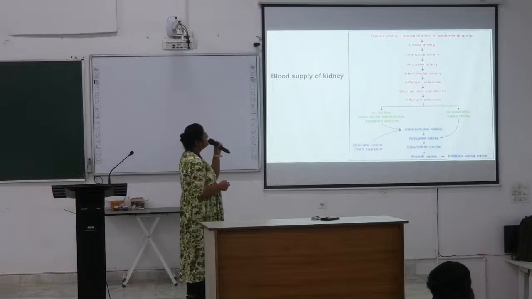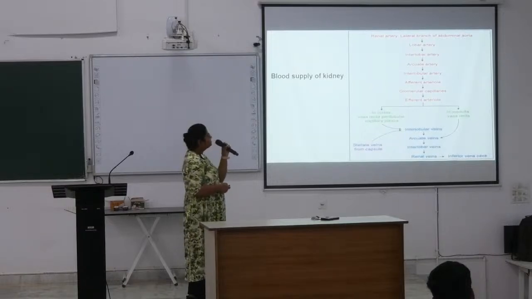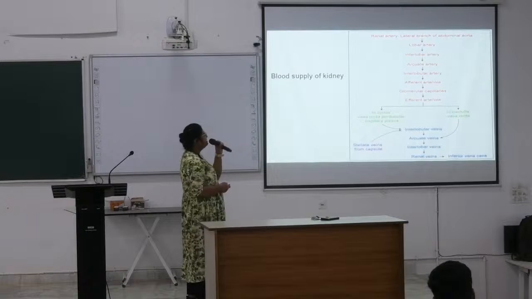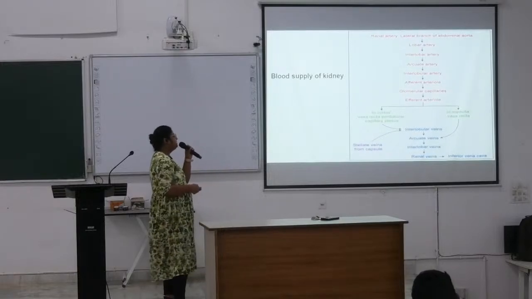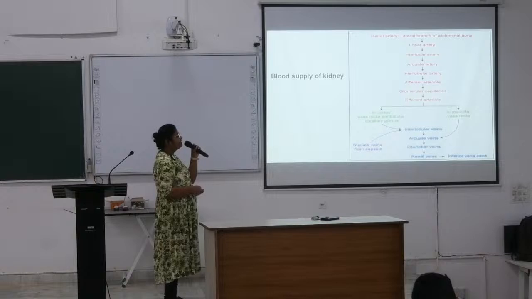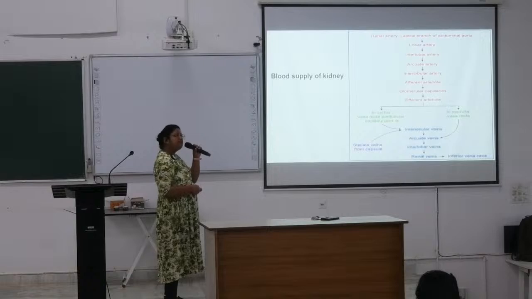Interlobar arteries are present in between the pyramids. From there, arcuate arteries are formed. From it gives branch the interlobular artery. From here, afferent arteriole, then glomerular capillaries, then efferent arteriole. Now, this efferent arteriole in the medulla is forming vasa recta, long loops. Okay, and in the cortex, peritubular capillary plexuses are formed.